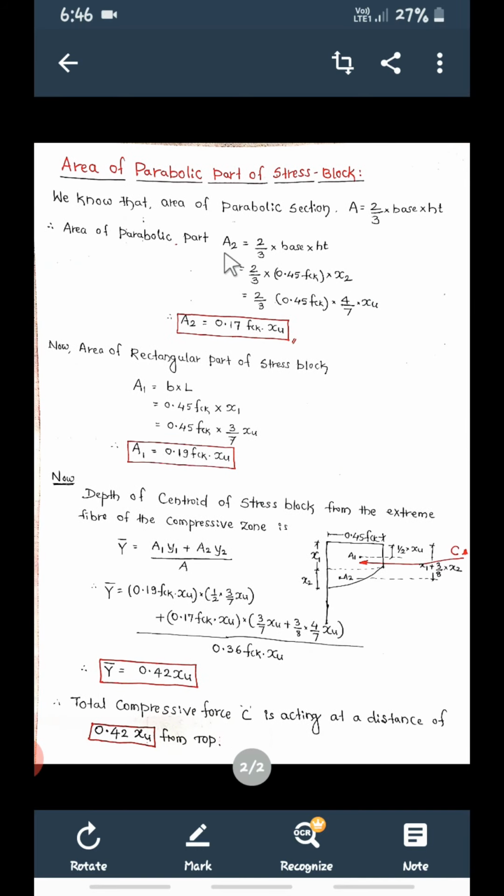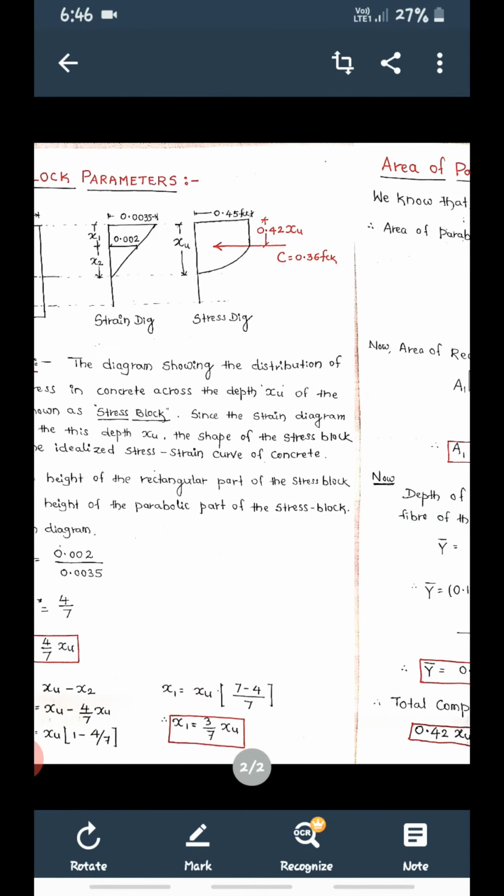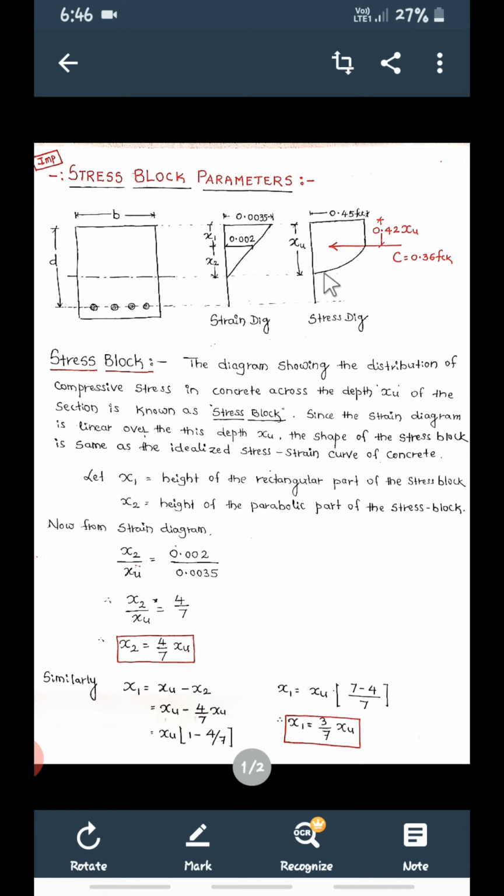I can write it as A2, the area of the parabolic part. If it is a parabola, then the area will be 2/3 of base into height. Now see, what is the area of this part? It will be 2/3 of base into height. What is the base? The base will be 0.45 FCK. And what is the height? This is x2. So the area will be 2/3 of this base into this height.